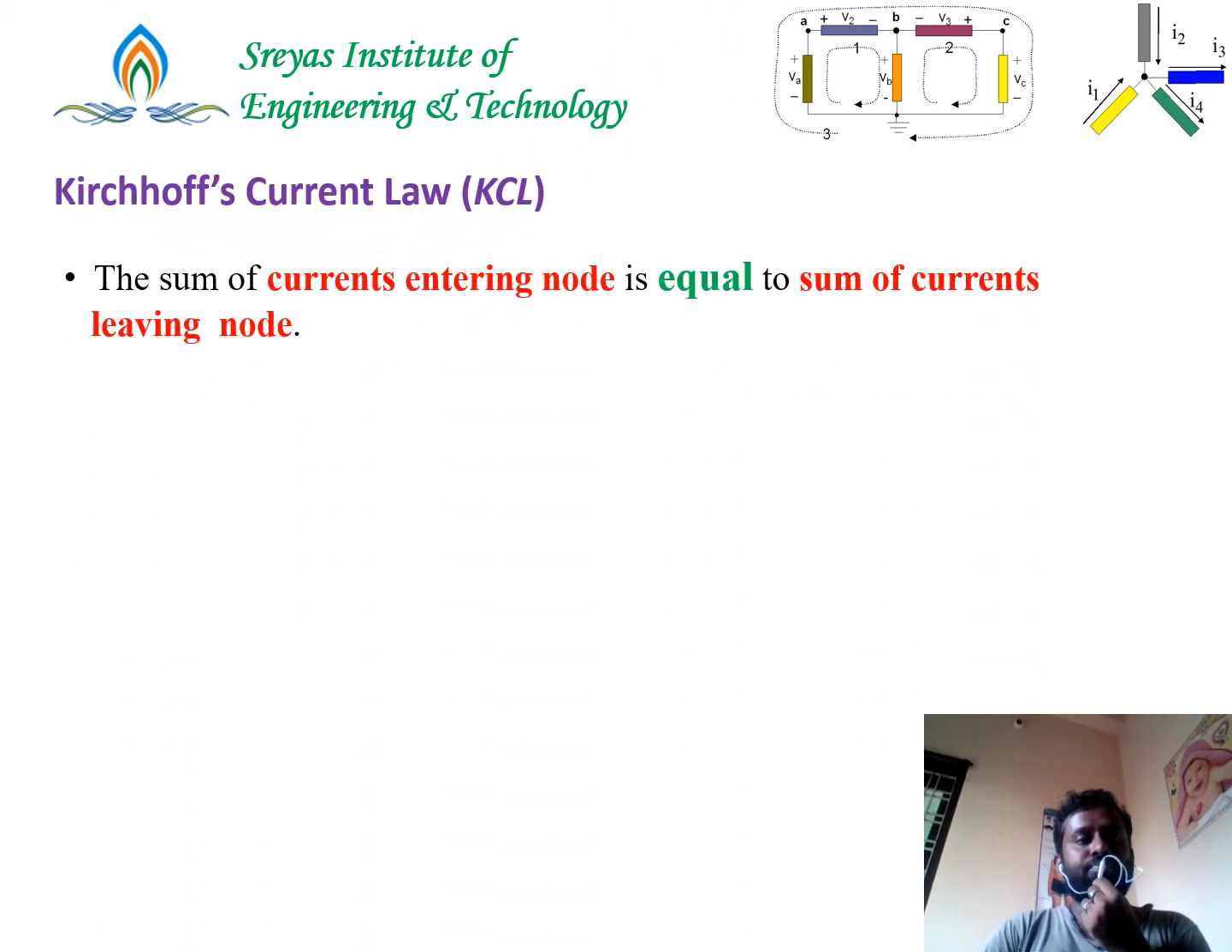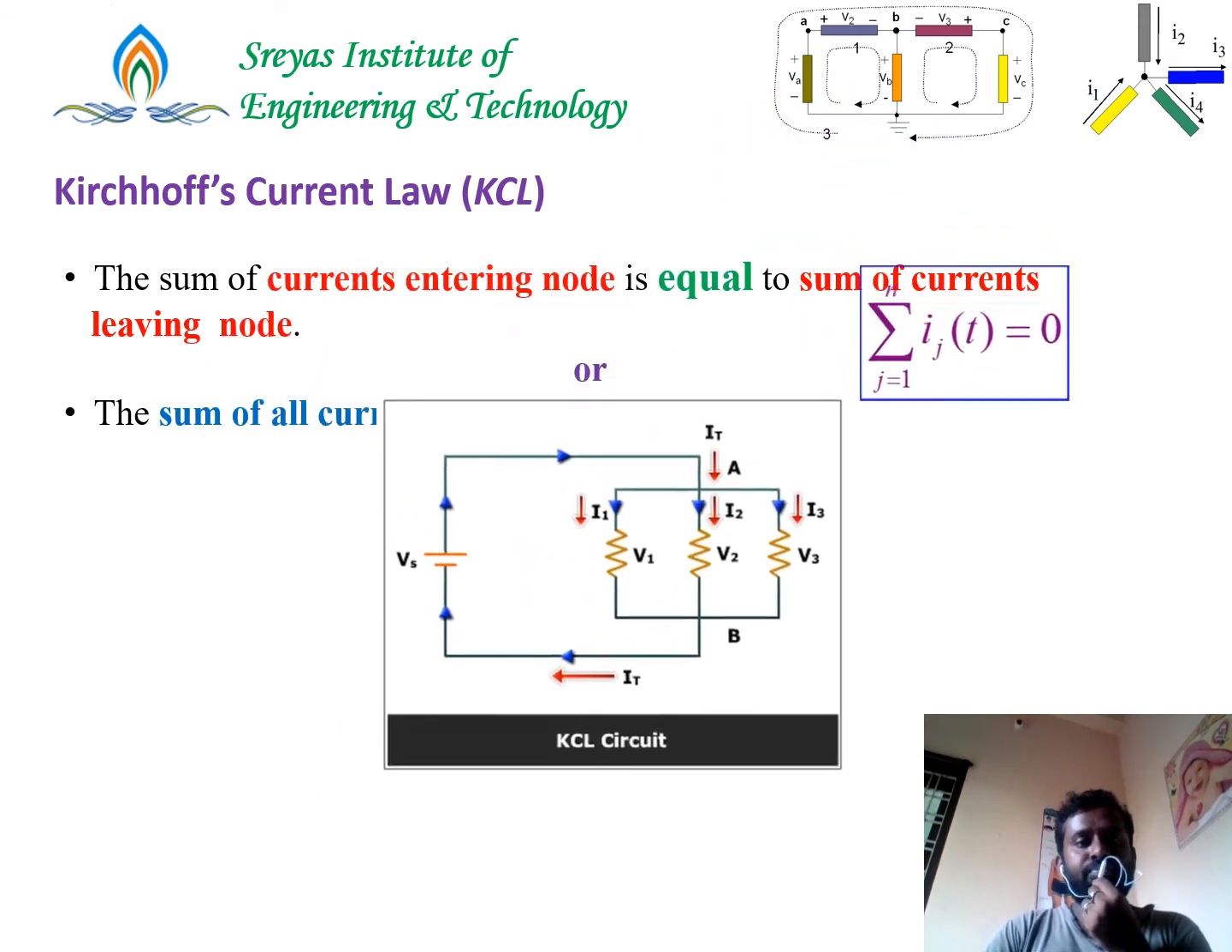Kirchhoff's current law: the sum of currents entering a node is equal to the sum of currents leaving the node, or the algebraic sum of all the currents at a node is equal to 0. The sum of all the currents entering a node is 0 if all the currents are assumed to be entering the node.